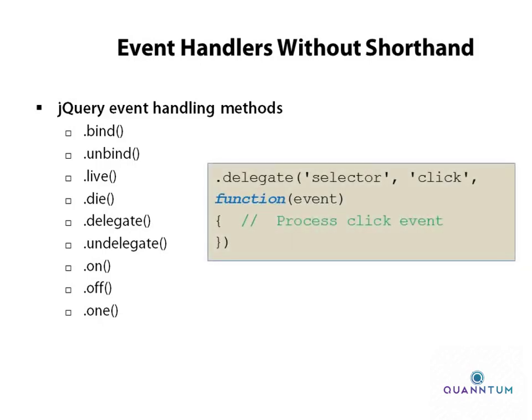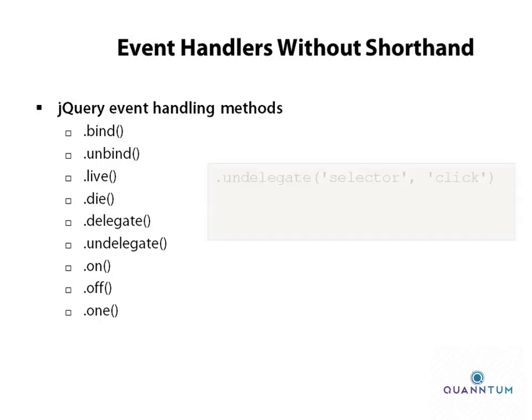The delegate method is a more robust version of live. It handles the event attachment and delegation much more efficiently than live and plays more nicely than live when included in method chains. Like the live method, the delegate method attaches event handlers farther up the DOM. The point of attachment is specified by the object that the method is called upon. That's why the delegate method takes an additional selector parameter that the other event methods do not. The undelegate method is used to remove event handlers attached with the delegate method.